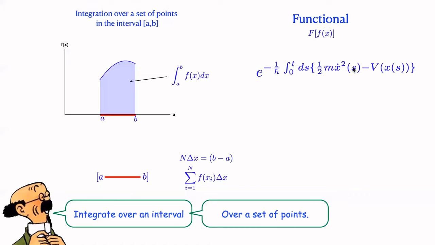X of s is a function. Why do I say that it is a function? For each value of s, there is a value that is assigned to x. So therefore, it is a function. And if you know this function, x as a function of s, you can calculate x dot squared, essentially the kinetic energy here. And you can also calculate the potential energy and then take the difference and then integrate from 0 to t.